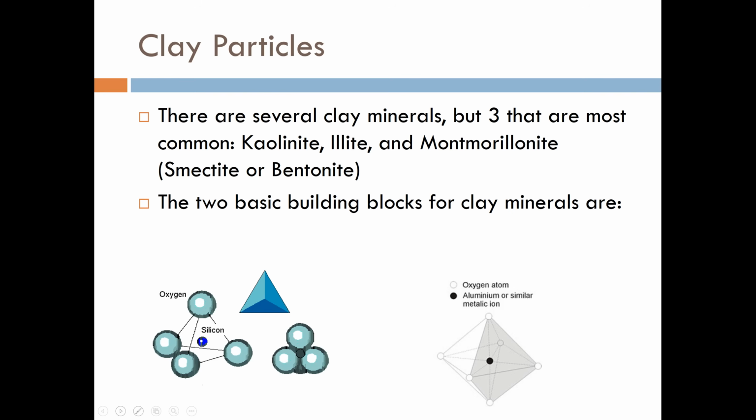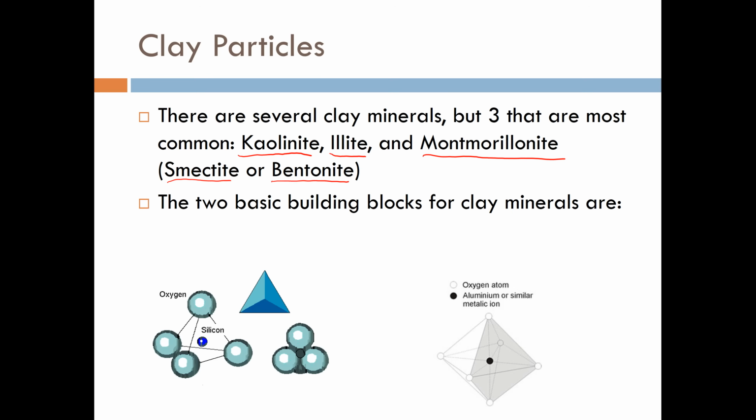So there are several different types of clay minerals, dozens of them out there, but there are three that are the most prominent. And the other minerals tend to be kind of offshoots of these three minerals. The most common then are kaolinite, illite, and montmorillonite. Montmorillonite has some other names. It's also known as smectite, and some people call it bentonite. So if you go to Wyoming and hear about a bentonite mine, then that's what they're talking about.